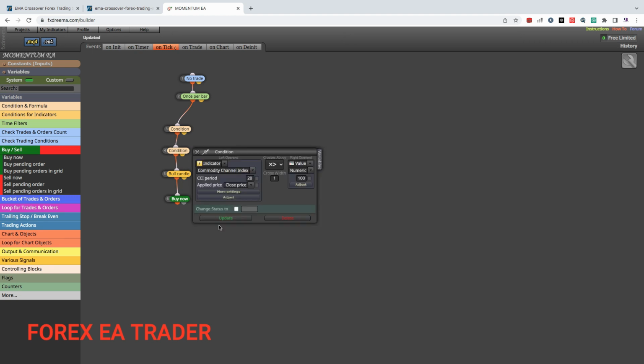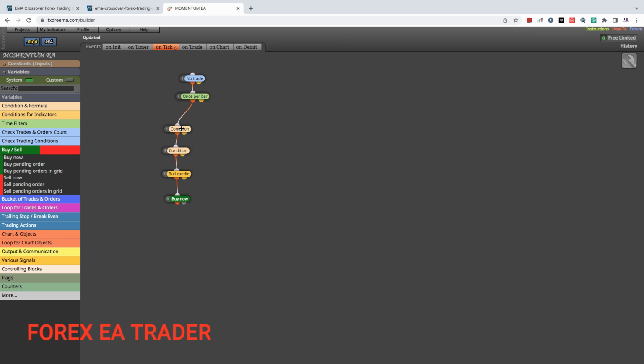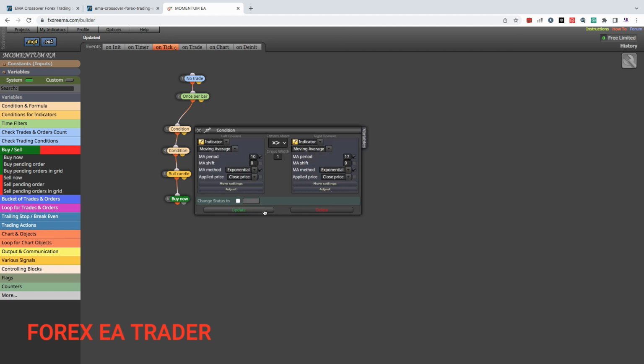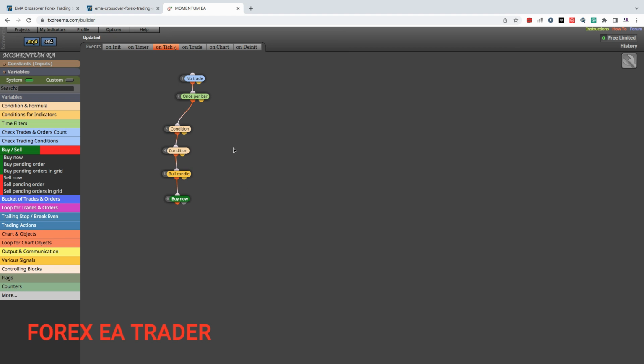And you also need to come here and change the time frame there to whatever time frame you want, and also come here and change to whatever time frame that you want. Me, I'm just using current, whatever time frame that I place the robot on. I want it to trade that time frame.